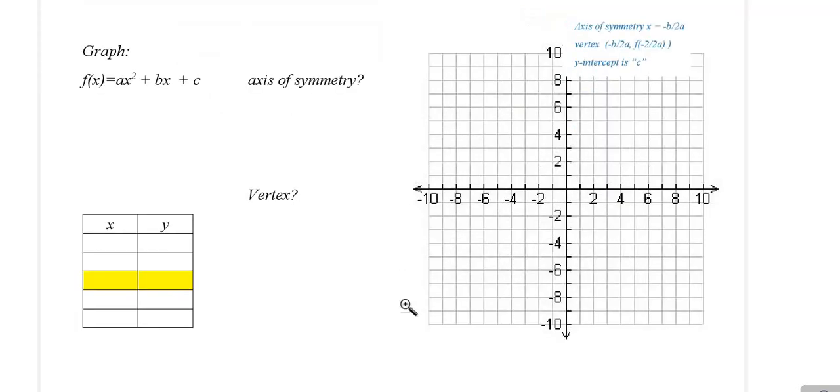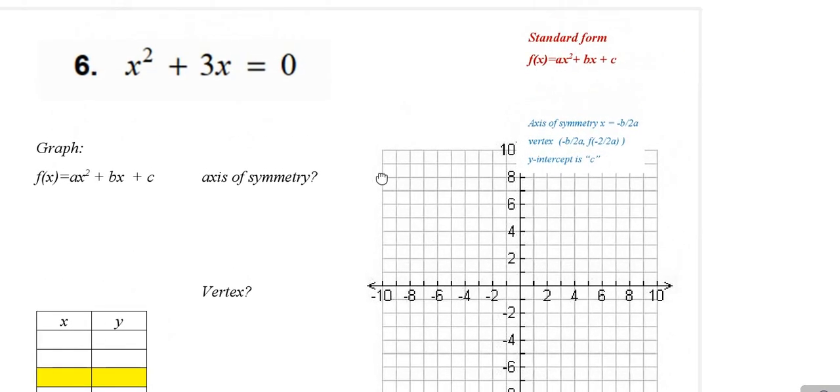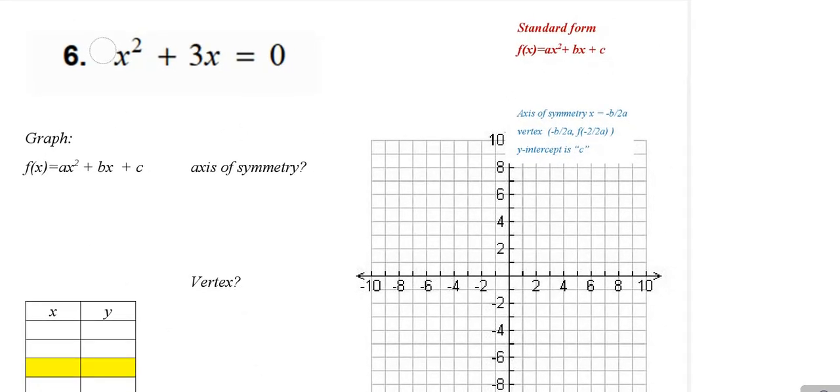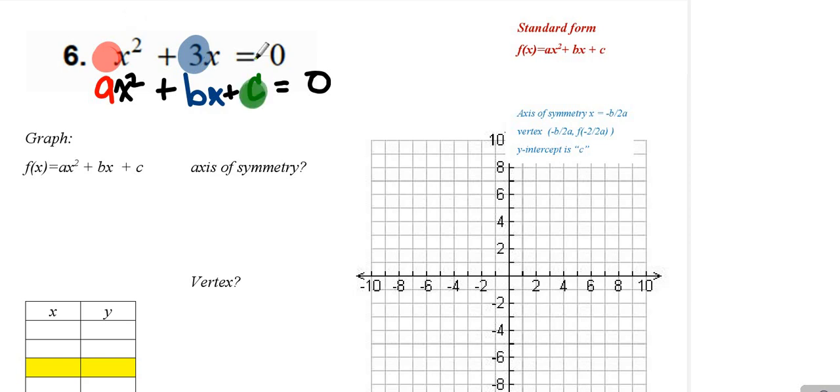Okay, so we are in standard form. You already have the 0 there, so we don't need to mess with it. So in this case, I have ax squared plus bx plus c equals 0. And in this case, a is going to be positive 1, b is going to be 3, c, there's nothing there, so technically c would be 0, and we're going to take it from there.